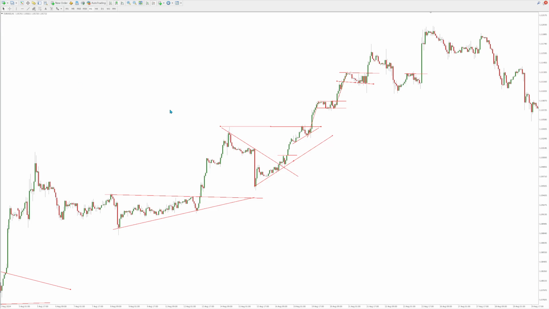You're not chart watching all day, you're not stressing yourself out trying to trade the lower chart time frames. You're trading smart, not hard.